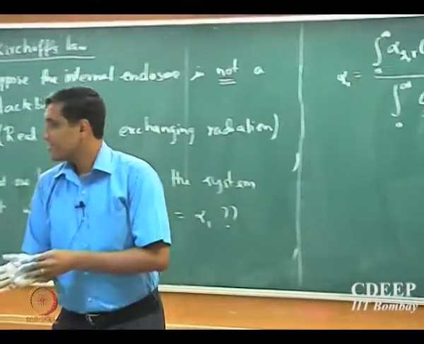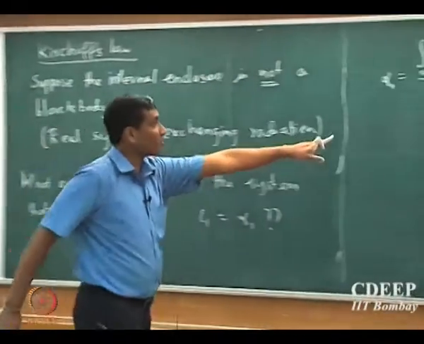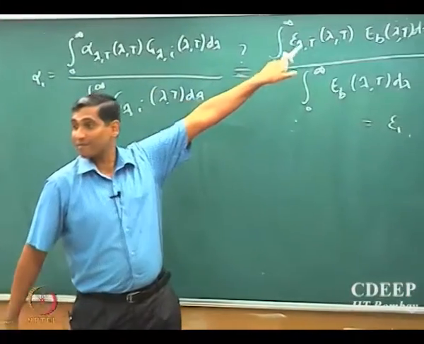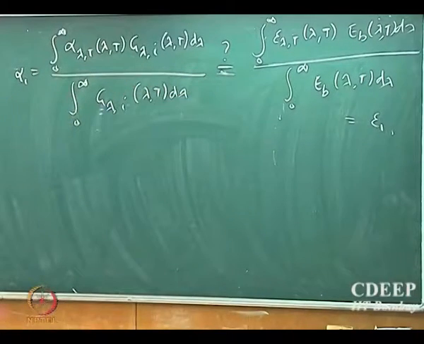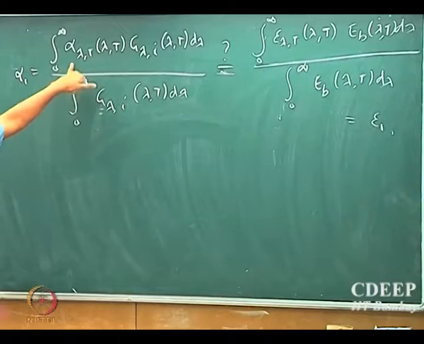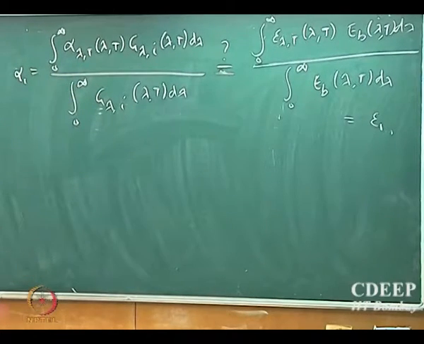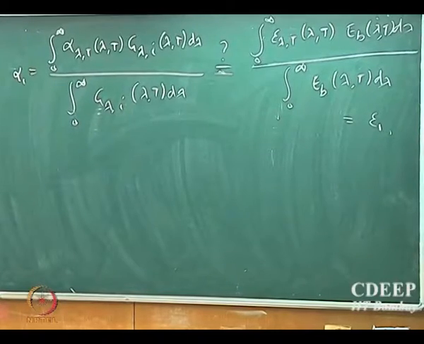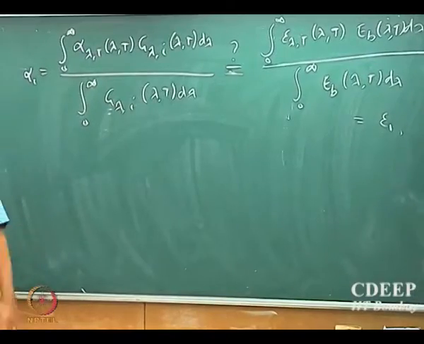Diffuse is only for a local quantity. Note that this is already spectral hemispherical. That is a spectral hemispherical quantity. Always keep in mind the integrals. You should always remember what those integrals are. Alpha lambda t is already integrated over the two angles in the hemisphere, so it is already a spectral hemispherical quantity.